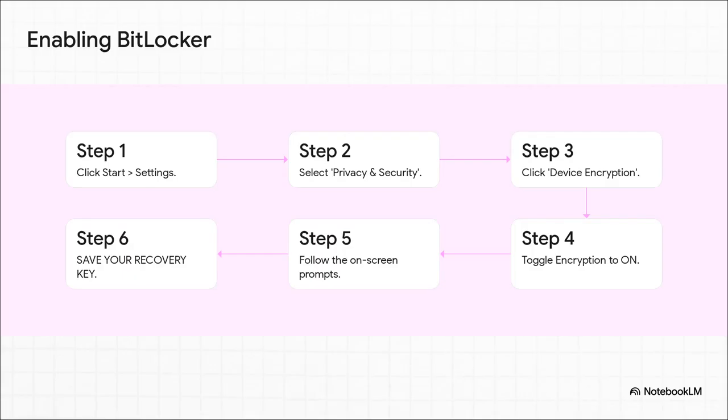Okay, so to turn it on, just follow these steps. You're going to open your settings, head over to Privacy and Security, and then click Device Encryption. From there, just flip the toggle to on and follow the prompts. Now, pay really close attention to that last step, saving your recovery key.